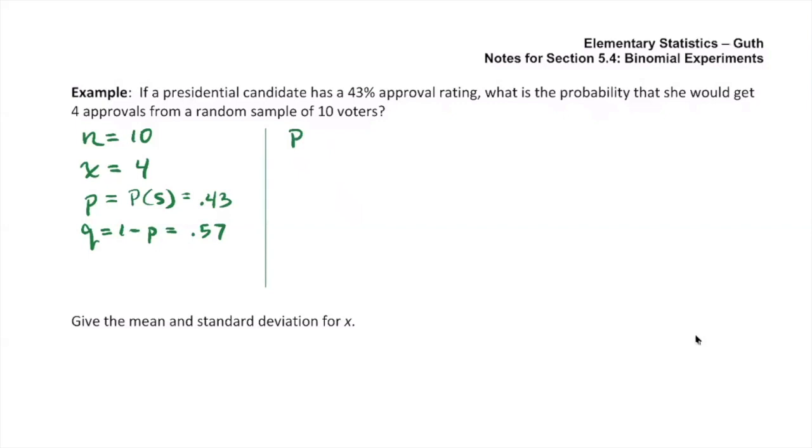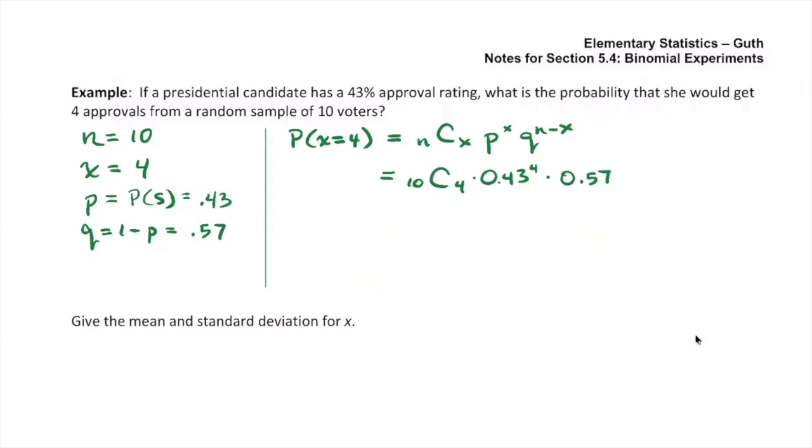The probability that X is 4 is the question, 4 approvals. The formula says N choose X, P to the X, Q to the N minus X. Okay, so N is 10. We're choosing from 10 trials 4 successes. P again is 0.43 to the X, X is 4, times Q, which is 0.57 to the N minus X, that's 10 minus 4.